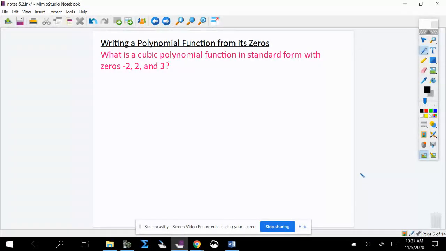So every time they give you a solution or a zero, you're going to have to write the factor that goes with it. So for the first one, -2, that means x plus 2 is the factor that goes with a solution of -2. And then for +2, it will be x minus 2. And then for 3, it will be x minus 3.